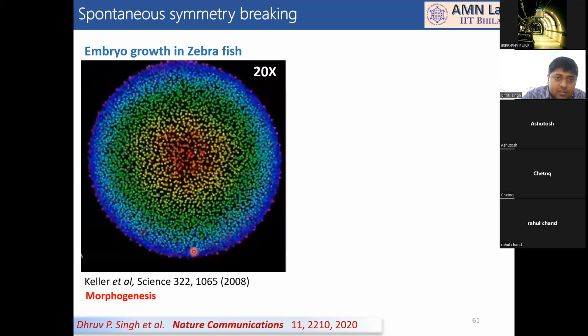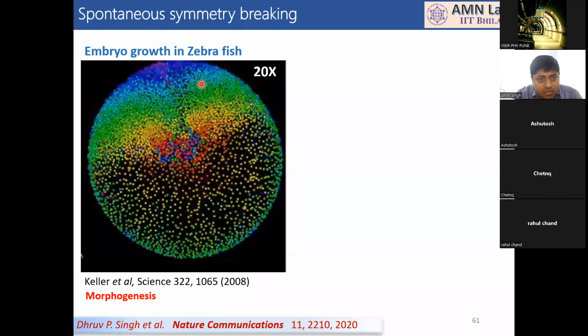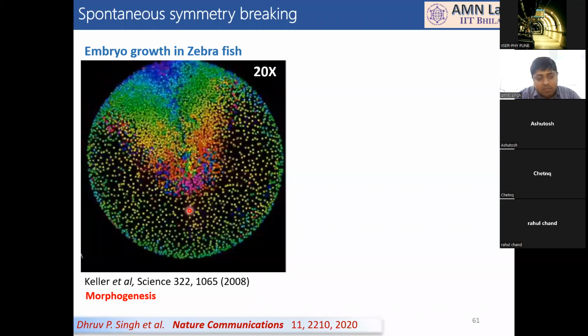So why are they doing this? This is actually a redistribution of cells that is happening here. This is called morphogenesis. It's a very crucial phenomenon, because all the cells in our body, like brain cells, heart cells, lung cells, are of different types.